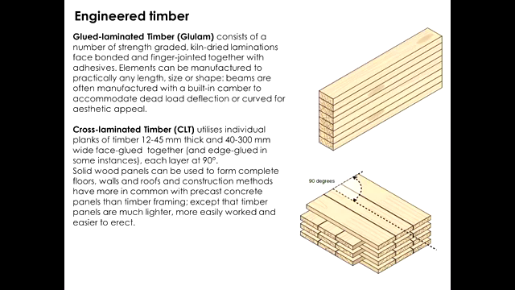Other interesting products, glue laminated timber. That is simply a number of laminations, face bonded and finger jointed together with adhesives. So there is glue. And cross laminated timber, I think it's the same thing with planks, but the difference is that the layers are glued alternated in terms of grain direction.